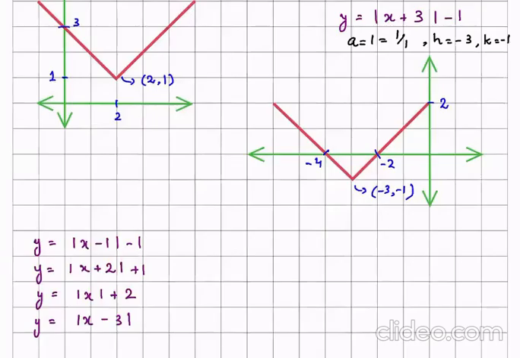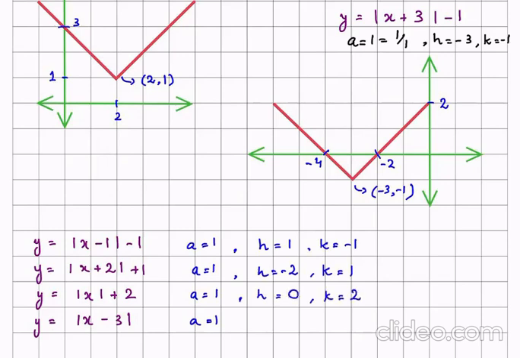So in all these questions a is 1, right? So a is 1 while h is 1, k is -1. So h is -2, k is 1, h is 0, k is 2, h is 3, and k is 0.